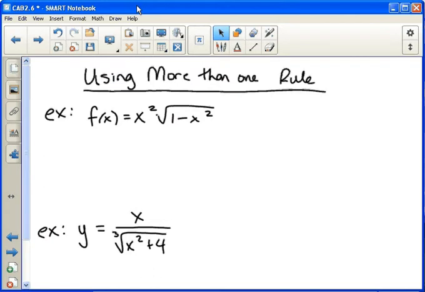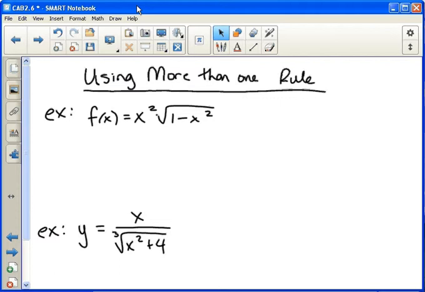We've learned the product, the quotient, and the chain rule. But what do we do if a problem requires more than just one of those rules? Well, I'm glad you asked that question. So the next three examples I'm going to show you have to do with using the product, quotient, and chain together. Not necessarily all three, but at least two of them together.